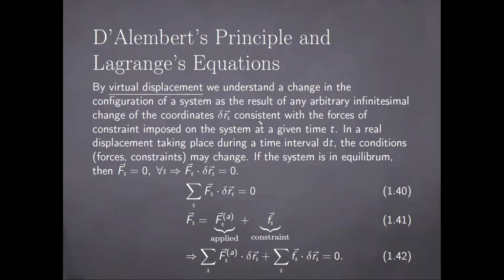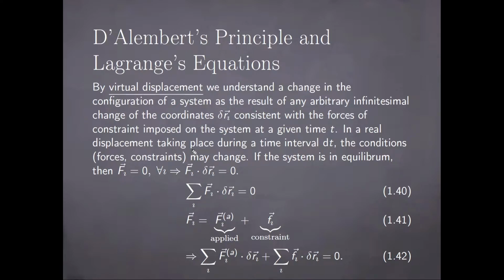Our goal is to come up with a formulation of mechanics where the forces of constraint vanish from the dynamics of the system. To this end, we define virtual displacements as changes in the configuration of a system as the result of any arbitrary infinitesimal change of the coordinates, which we will denote with delta Ri, that is consistent with the forces of constraint imposed on the system at a given time t.